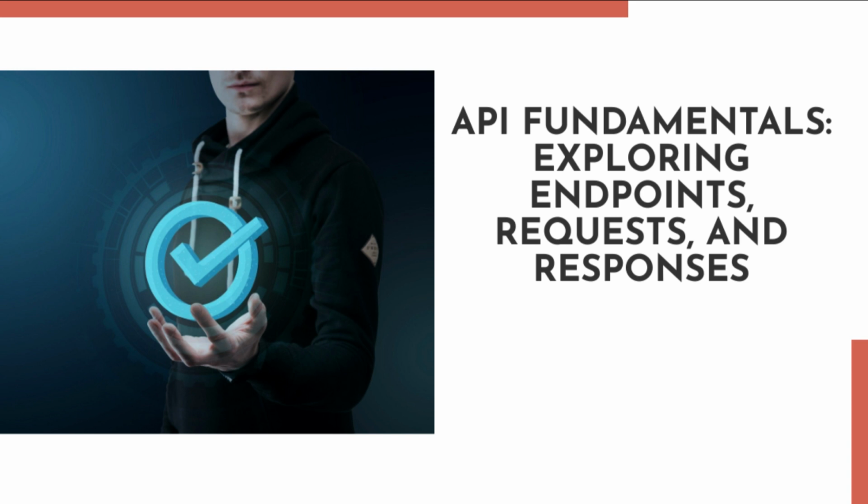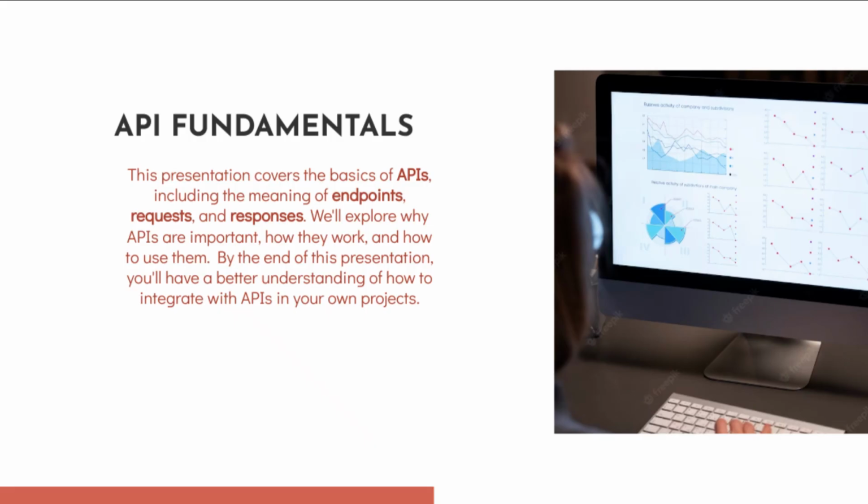1. Endpoints. An endpoint is a specific URL, Uniform Resource Locator, or URI, Uniform Resource Identifier, provided by an API. It represents a unique resource or functionality that can be accessed or manipulated. Endpoints serve as the entry points to interact with the API and perform specific operations on the associated resources. For example, in a hypothetical user management API, the following endpoints could exist.